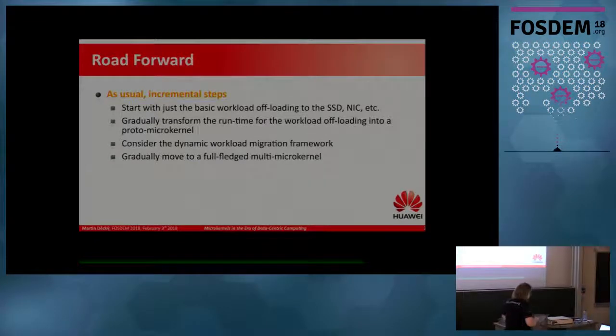So what I propose for myself, of course I would be glad if you extend this idea in any direction you choose, is to do some initial steps. We are already working on in-storage workload offloading. We might move to NICs maybe next year. And gradually, as we implement this practically to measure it, to benchmark it, to extend it, we might move from our crude runtimes, which we obviously need, to some proto-microkernels. Then gradually we can move to full-fledged microkernels.